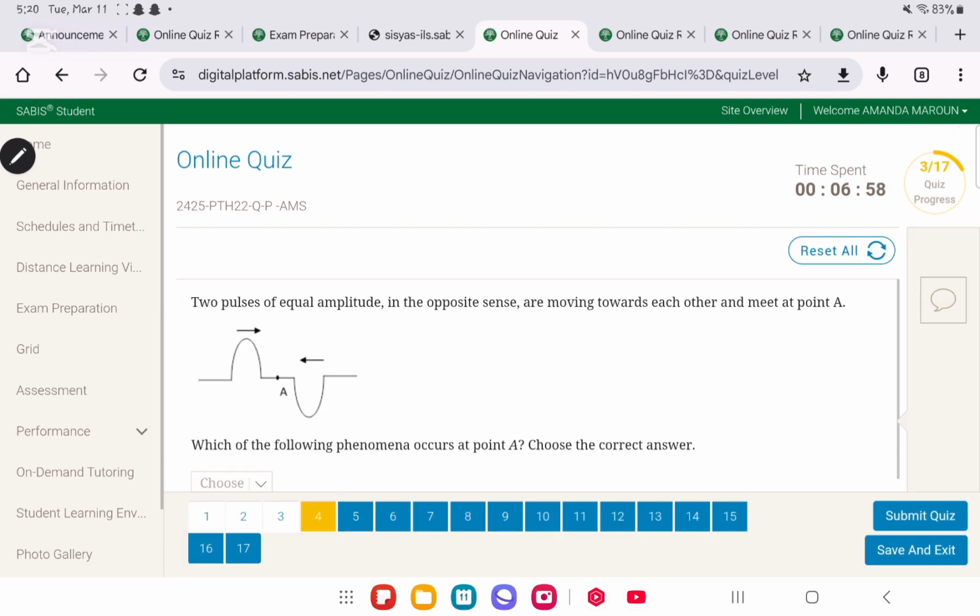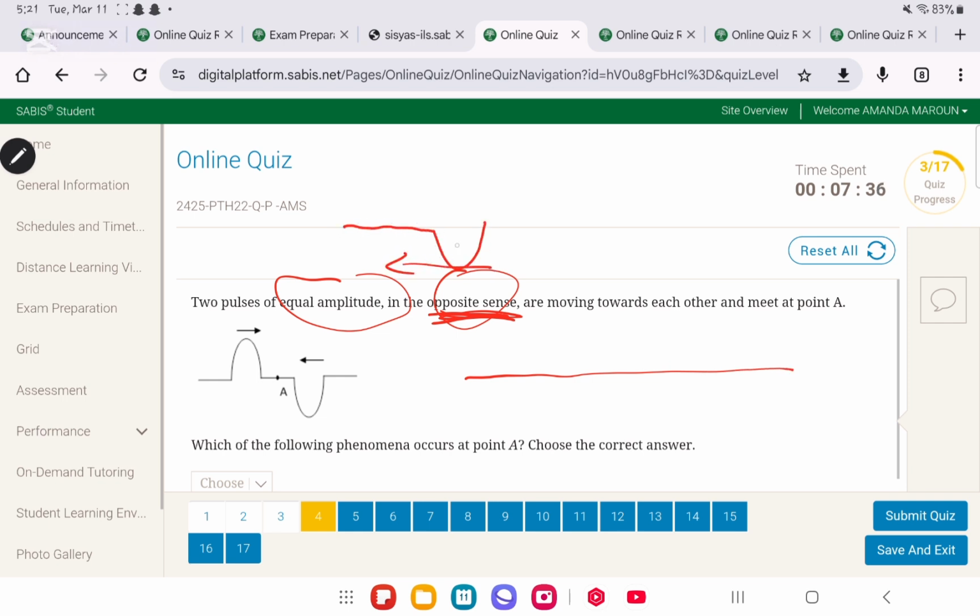Question number 4: two pulses of equal amplitude in opposite senses, keep this in mind, opposite senses, are moving towards each other and they meet at a point A. Now, keep in mind they are opposite senses and they have equal amplitude. So what's going to happen next is when they meet at point A, they will form a straight line for a second, and then they will continue their way with this one going like this and this one going like this.